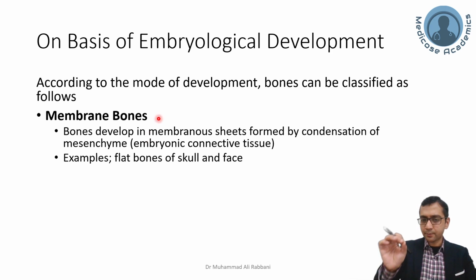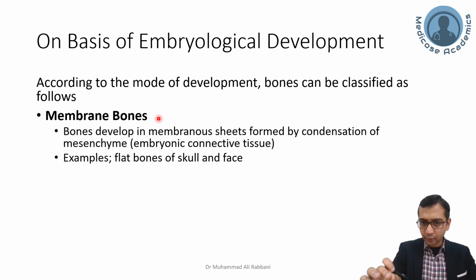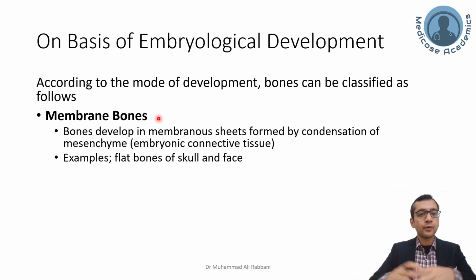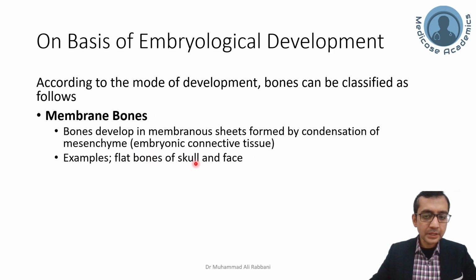There is a membrane, there is a point where ossification starts, and more than one are there, and bone starts forming away from those points, and ultimately all of them join to form one confluent bone. So the bones of the skull and the flat bones of the face develop through this mechanism.